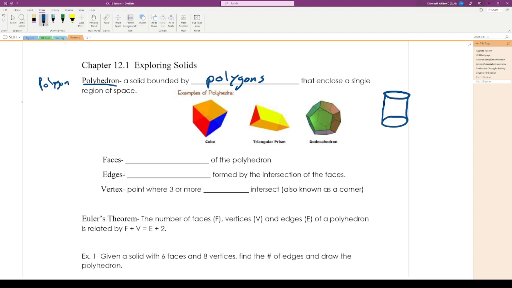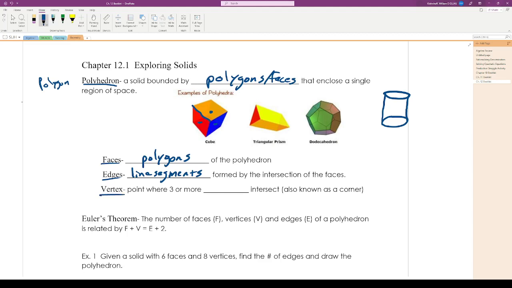So faces are the polygons. But the faces are the polygons that enclose the shape. Each of this orange, red, blue, each of those is a polygon, and each of those is a face of the shape. I'm sure you're familiar with that idea. Edges are the line segments that are formed at the edges of the faces. So right here between the orange and red, this line segment is called an edge.